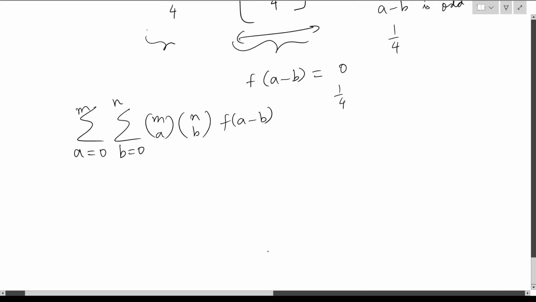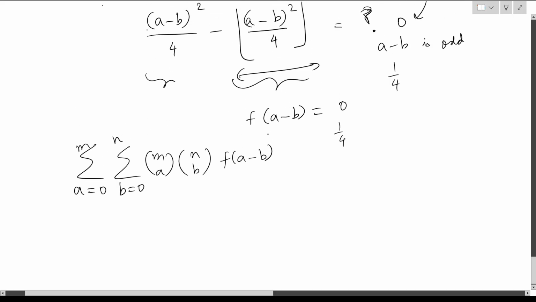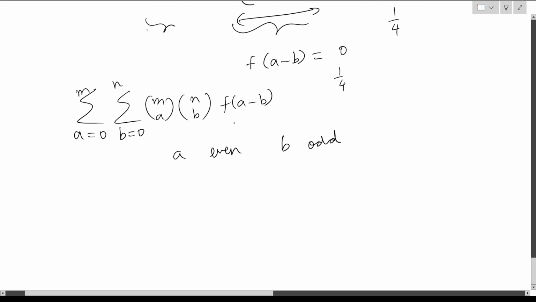Now, a minus b is only going to be odd when a and b have opposite parity. And that's the only case we need to count for because in the other, the sum is not contributing anything. It's just 0, right? So we can consider first the case where a is even and b is odd and try to count this. So in that case, f of a minus b is simply 1 by 4. And so we can just send 1 by 4 there. And it's as good as doing the following sum.